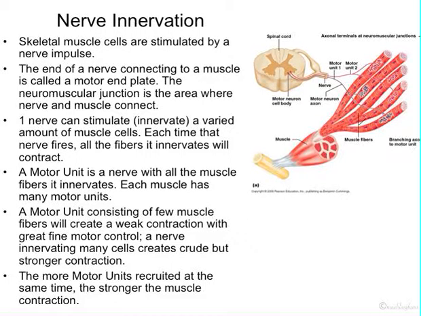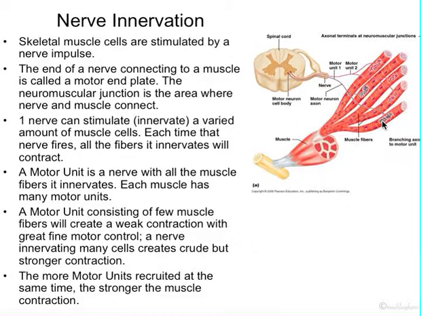Skeletal muscle cells are stimulated by a nerve impulse. The end of a nerve connecting to a muscle is called a motor end plate. Okay, there's another term, motor end plate. So that's the nerve connection to the muscle. That's right here, that weird-looking spready thing.